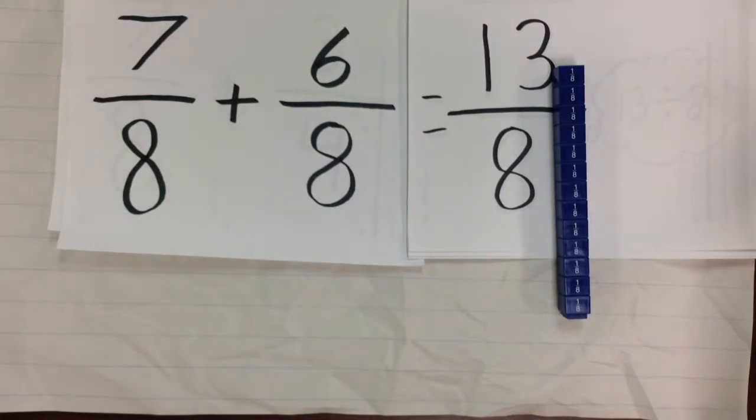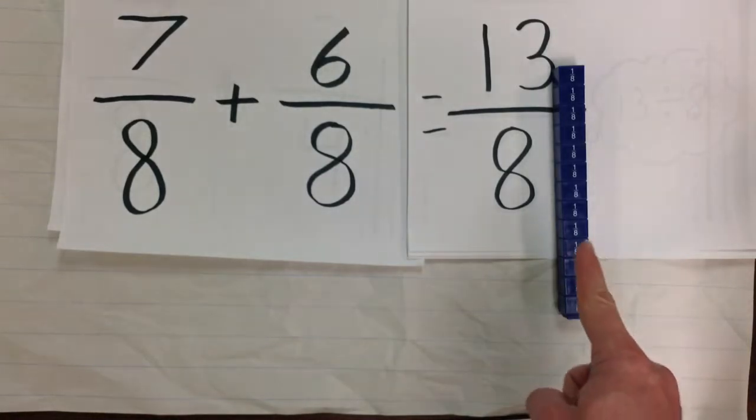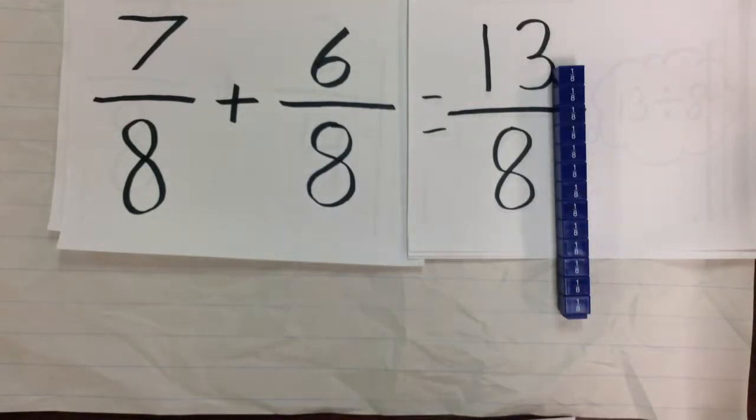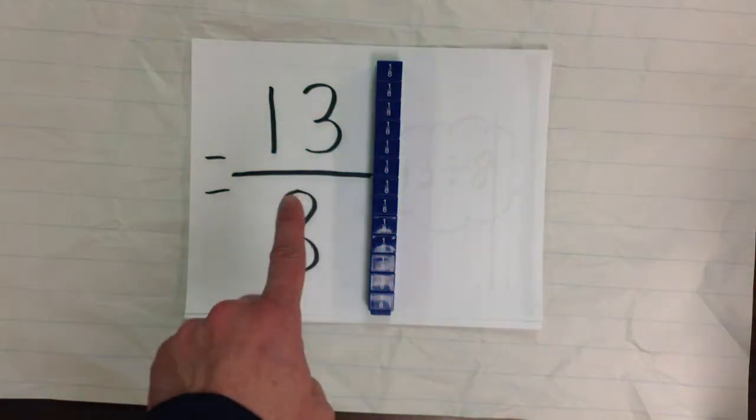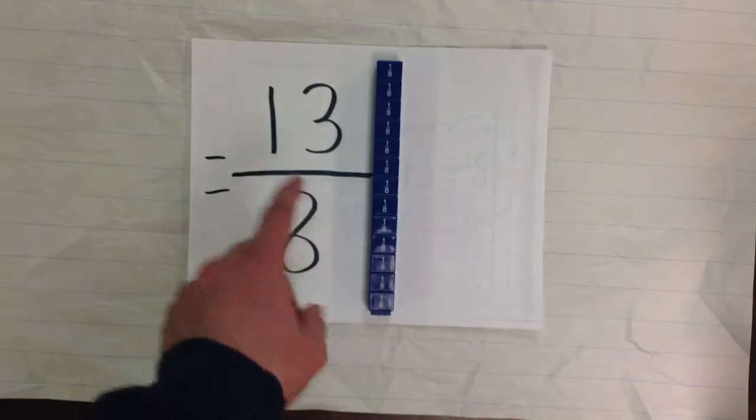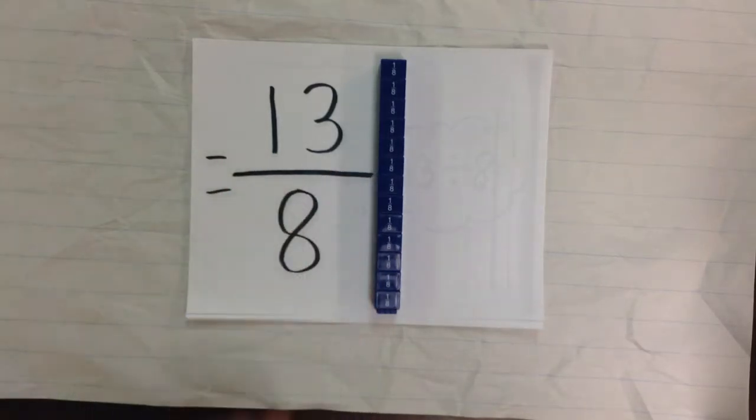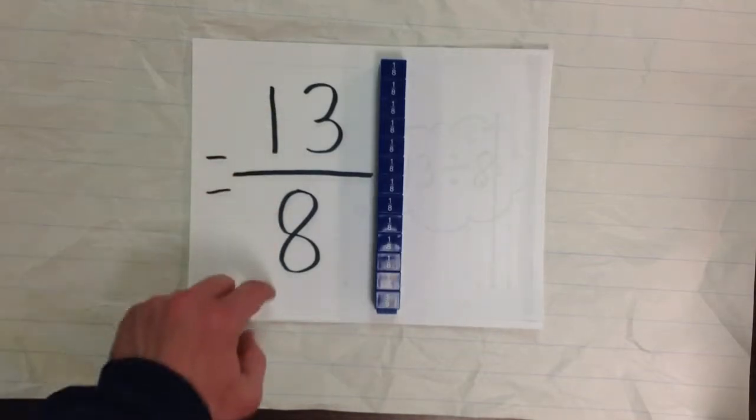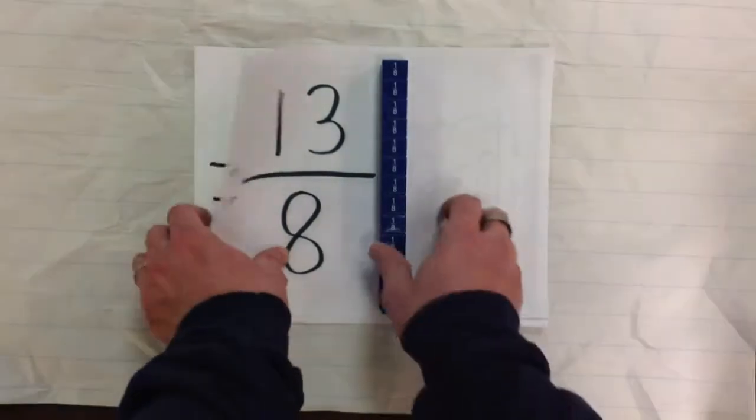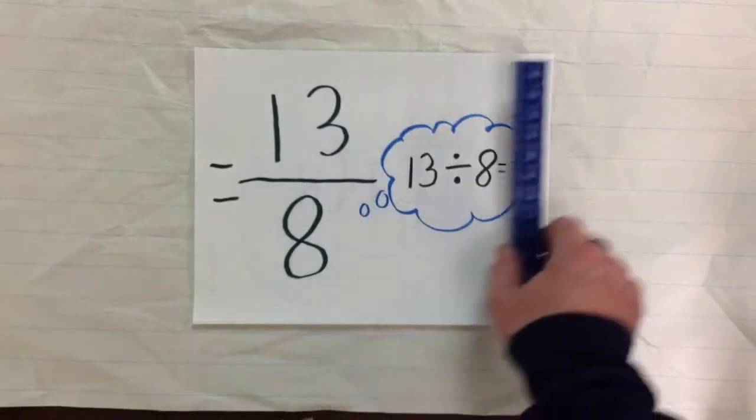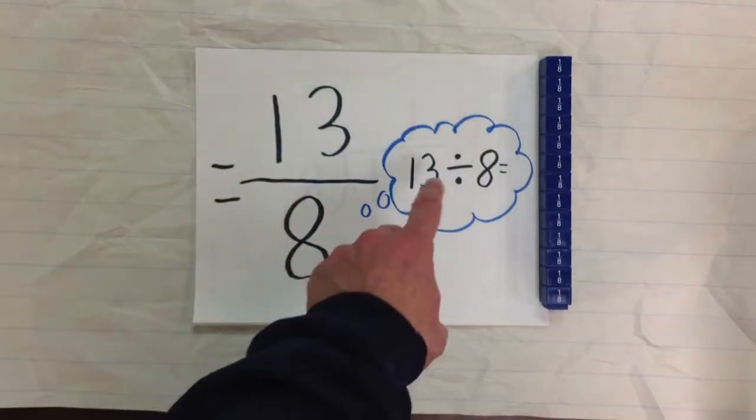But since that's an improper fraction, usually when we want to express our answers, we want to express them as mixed numbers. So we're going to have to go back and revisit the division rule to convert this improper fraction into a mixed number. Here we go. So the division rule is what I use for turning an improper fraction into a mixed number. Remember that this thing in the middle called the fraction bar actually means divided by. So this fraction 13/8 means 13 divided by 8. So I should be thinking in my head 13 divided by 8.